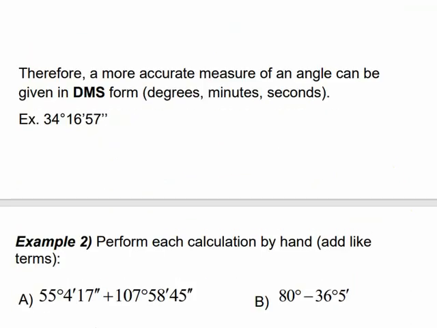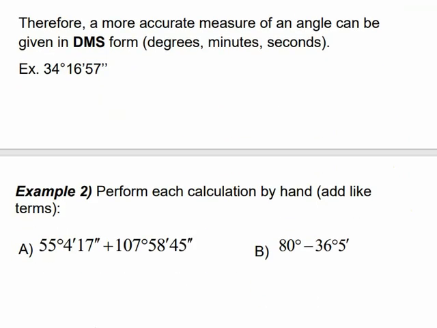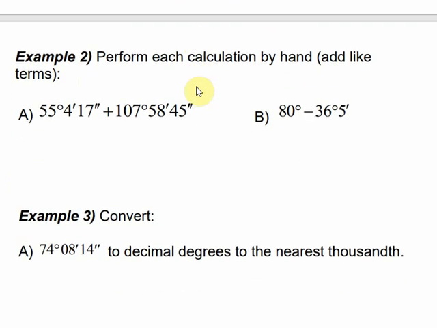So we can get a more accurate measure of an angle when it's given in degree, minute, second form. For example, instead of just rounding this to 34 degrees, this would be 34 degrees, 16 minutes, 57 seconds. We're going to perform each calculation by hand, and we do that by adding the like terms. So I'm going to stack these on top of each other. We are adding these, so I'm just going to match up the different parts of the angle.